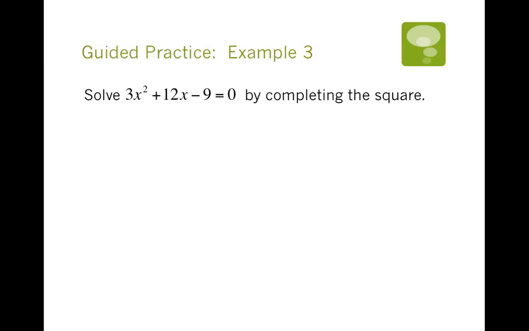All right, why don't you give this one a try? We're trying to solve 3x squared plus 12x minus 9 equals 0. Get it into a form that allows you to use completing the square to solve it, and then work through the rest of the steps to get your solutions. When you think you've got them, come back to check.